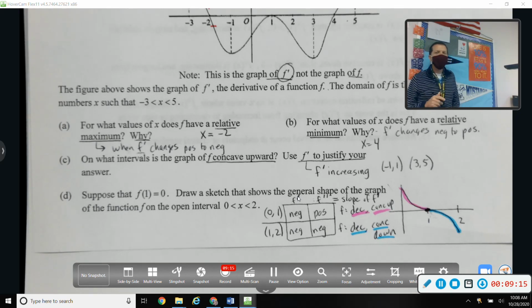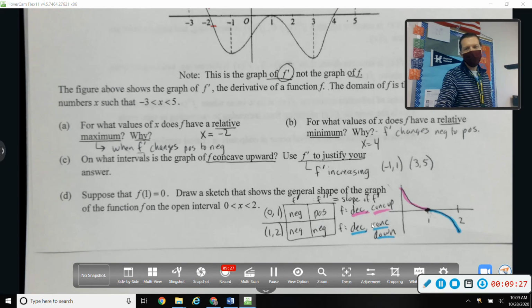Questions, comments, concerns? We're going to have a lot of practice on that coming up. There's not a whole lot of that on this test because we're just starting to put it together, but that's kind of where we're headed.